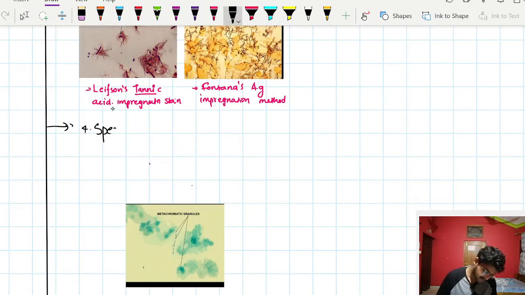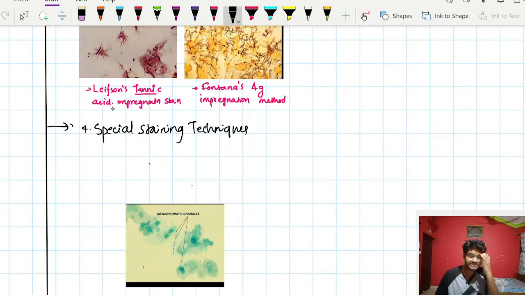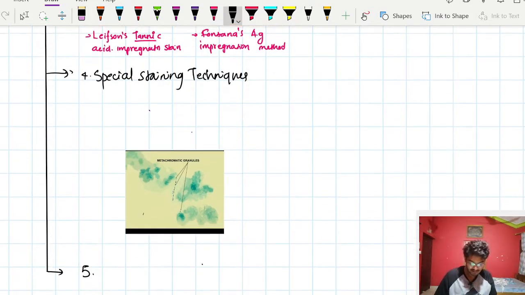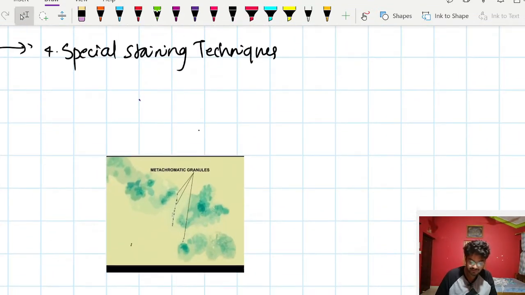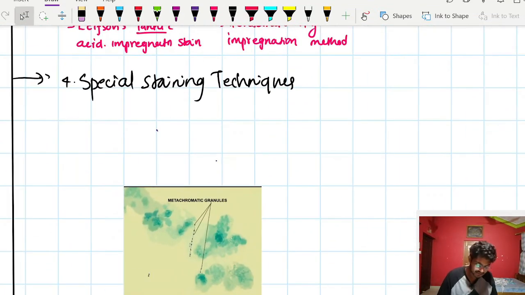Special staining techniques. Special means these stains only stain special structures like our metachromatic granules, etc. Okay, so special staining techniques include a code. There is a code. It is called ANP stain.